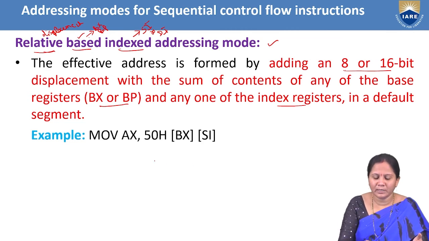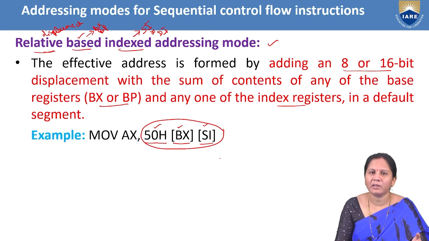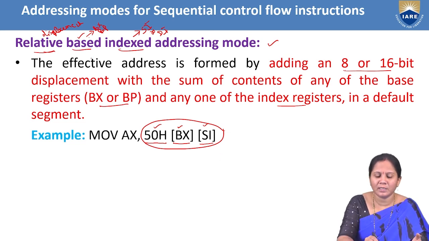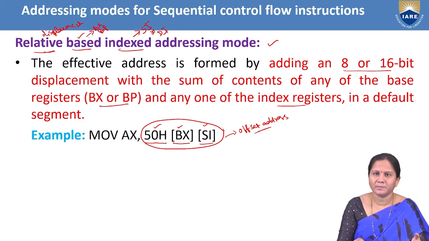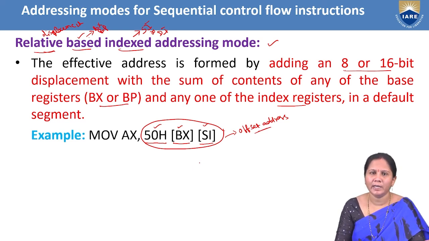And so if you see here, MOV AX, 50H[BX][SI]. This is the displacement, 8-bit displacement. And here this BX is a base register. And here it is SI, index register. So base register along with index register and displacement, these three terms will be specified as a part of an instruction. So it comes under relative based index addressing mode. So these three terms together give the offset address. The offset address is not specified directly as a part of an instruction, but it is obtained from these three terms, that is displacement, base register and index register.